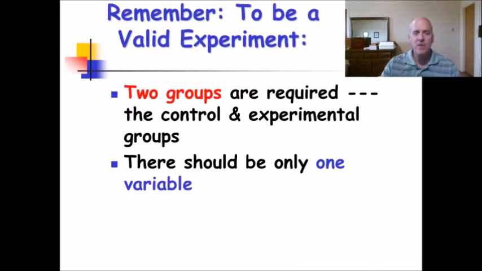Okay, so in a valid experiment, you need to have two groups, a control group and an experimental group. There should be only one variable.